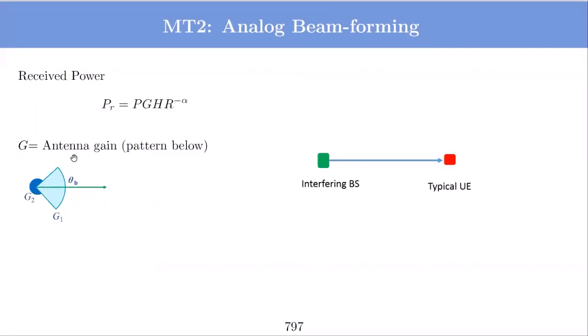So we can model this with a simple model, this sectorized model, where in this angle of theta b you would have a gain of G1, and in the rest of the angles you have gain G2. So if this is your base station antenna or any antenna, and there is a user here, and you want to calculate the gain at this user from this base station, you will make a line and calculate the gain in this direction. If the angle is less than this angle, then the gain would be G1.